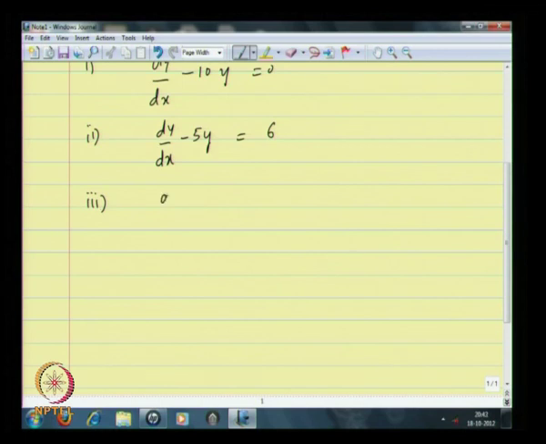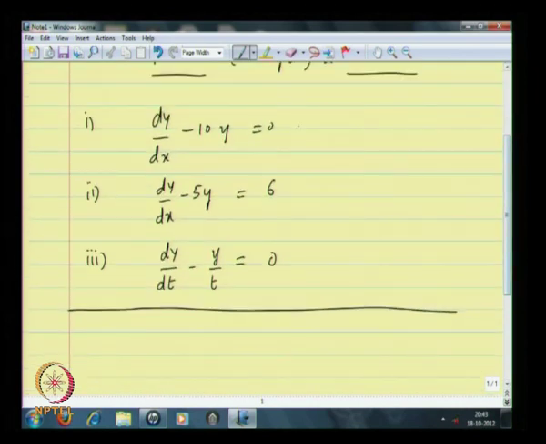And the third that we will look at in this group is dy by dt minus y by t is equal to 0. Okay. So there are these three problems. First, let us look at that. Obviously, these are trivial. I think you must know that this is a simple exponential solution.